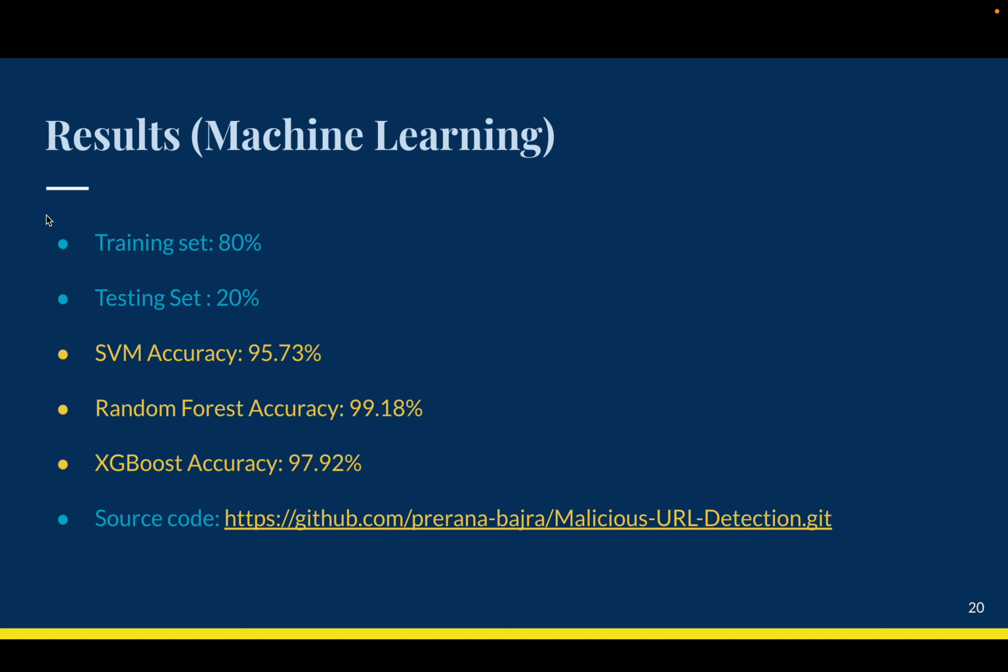So I used 80% of the data set as the training set and 20% of the data set as the testing set. After I trained the model, I got these accuracies. So as you can see from this accuracy, the random forest algorithm performed well in comparison to others. And this is the source code. It's uploaded on GitHub as well.